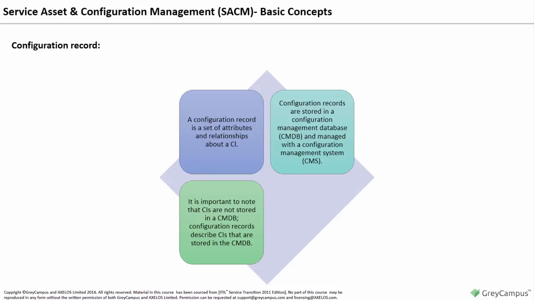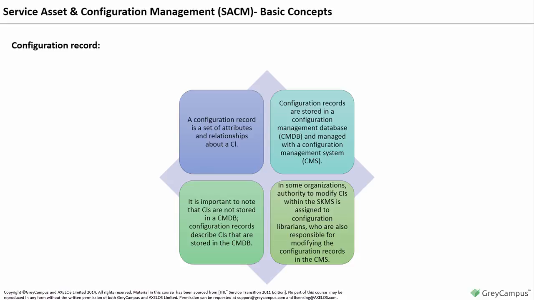Change management should authorize all the changes to configuration items, and all updates must include updates to the relevant configuration records. In some organizations, authority to modify CIs within the SKMS is assigned to configuration librarians, who are also responsible for modifying the configuration records in the CMS. In other organizations, there is a separation of duties to ensure that no one person can update both the asset in the SKMS and the corresponding configuration record in the CMS.